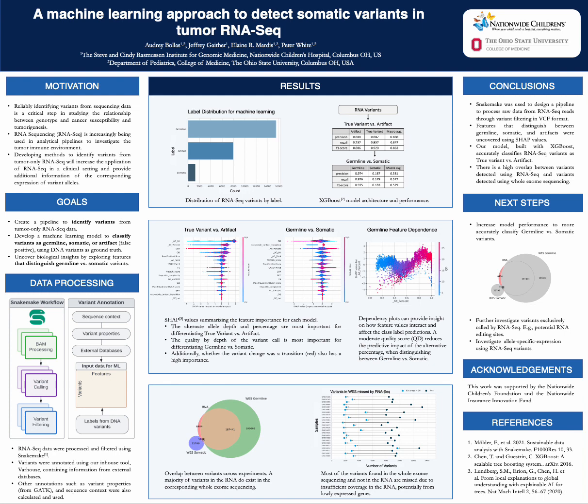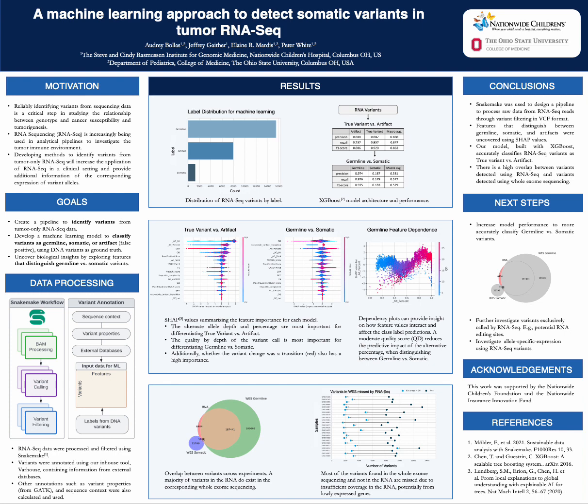So next we want to look at some of the feature importance. So we used SHAP for this. So SHAP values summarize the feature importance for each model. So the first plot shows the true variant versus artifact model, and unsurprisingly, the alternate allele depth and percentage are most important for differentiating true variant versus artifact. To differentiate germline versus somatic, the quality by depth is the most important for differentiating these two. Additionally, whether the variant change was a transition also had a high importance.